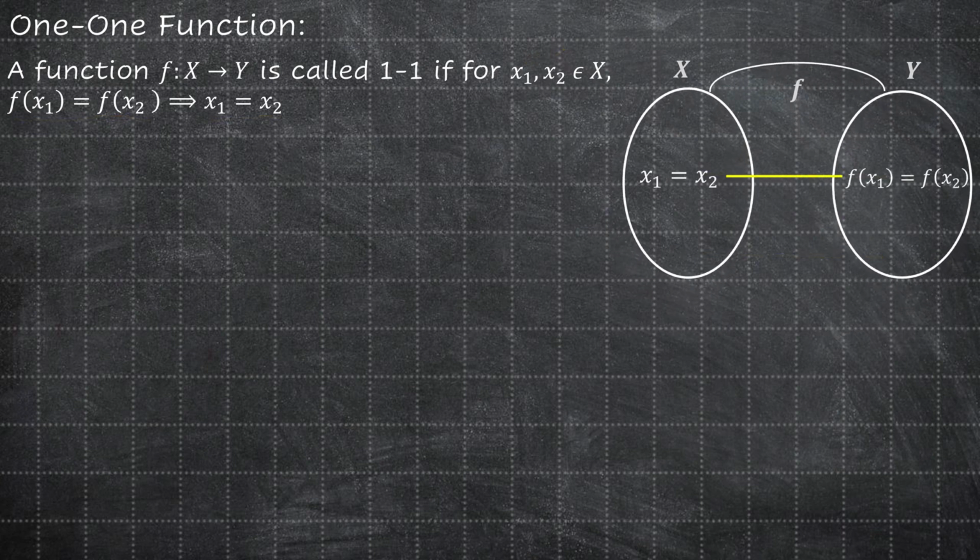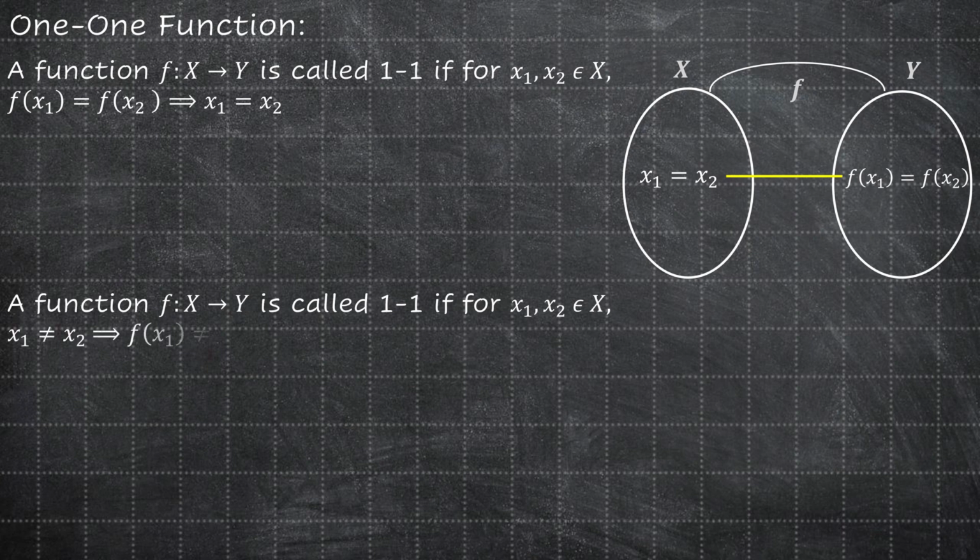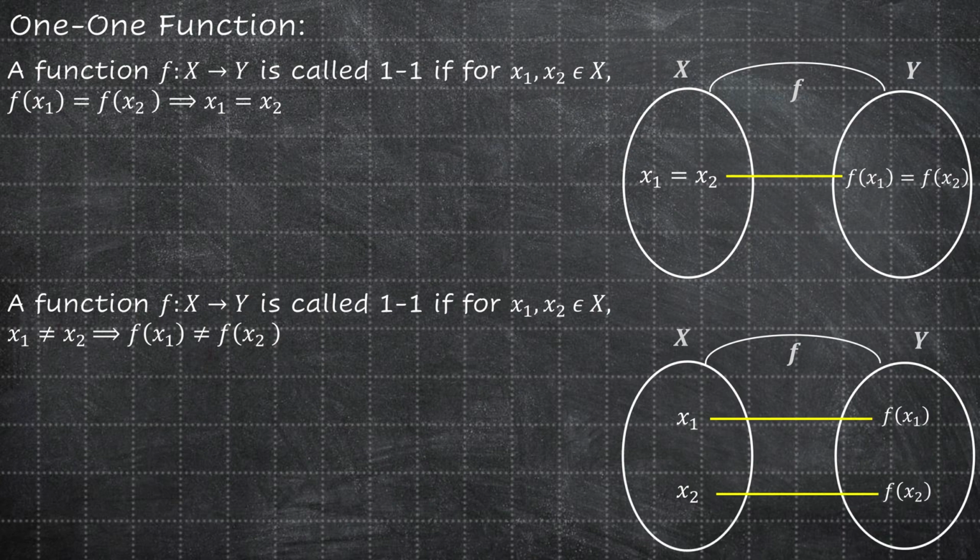Now we shall give another definition of one-to-one function. A function f from x to y is called one-to-one if for x1, x2 belonging to x, x1 is not equal to x2 gives f of x1 is not equal to f of x2. This definition says that if elements are not equal, then their images are also not equal. We usually use this definition to prove that a function is not one-to-one.